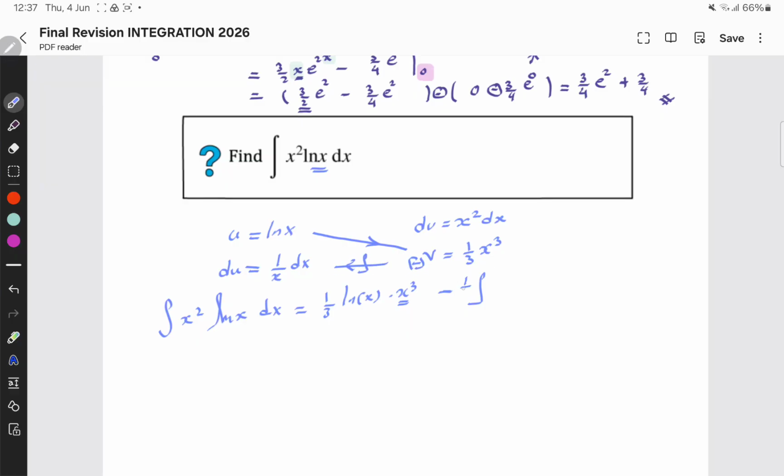1 over 3, it's a constant still outside. x cubed divided by x, it will be x squared with respect to x. So it's equal to 1 over 3 x cubed, rearranged, times ln x, because some students multiply x times x cubed here. We cannot. Minus, for this one, we add 1 to the power, it will be 3. 1 over 3 times 1 over 3, it will be 1 over 9, all of that plus c, and that is the final answer.